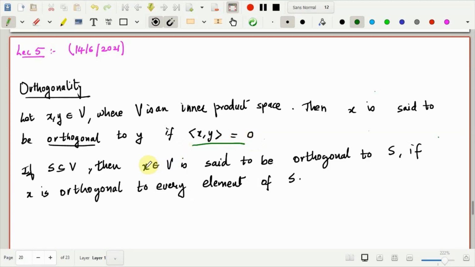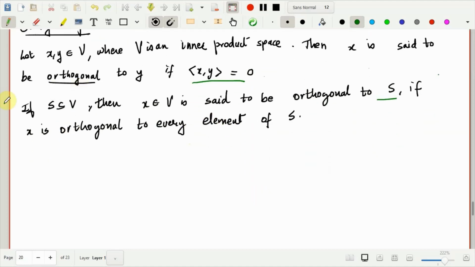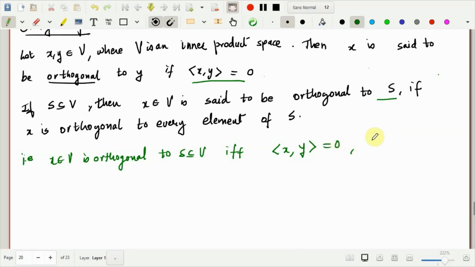In fact, we can talk about the orthogonality of a vector to some subset of an inner product space. So x is said to be orthogonal to S, where S is some subset of V, if x is orthogonal to every element of S. That means if you take the inner product of x with any element of S, then this has to be 0, and this should be true for every y in S.